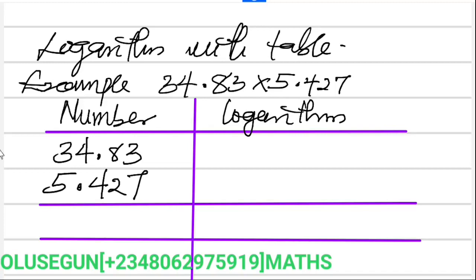So therefore, we have 34.83. Now, how do we find the logarithm of 34.83? The first thing you are going to do is, as you are moving in, it will give you 1 point. So you will now find 34 under 8 difference 3. Let's find the logarithm of 34 under 8 difference 3.